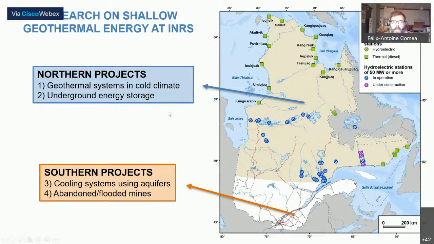For this reason we can separate our research into two main themes: what we call the Northern Project and the Southern Project. The Northern Project is to show that we can operate geothermal systems in a cold climate, and also find solutions for seasonal underground energy storage. For the Southern Project, we are now working on a cooling system to fight urban heat islands using aquifers, so open loop, and also using closed mines that are now flooded.